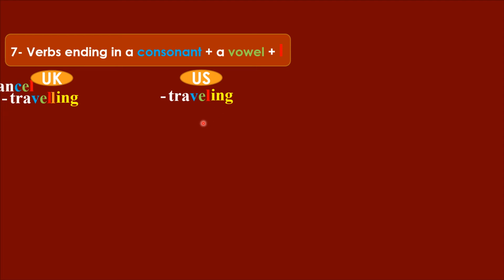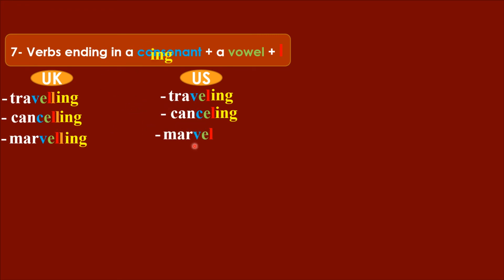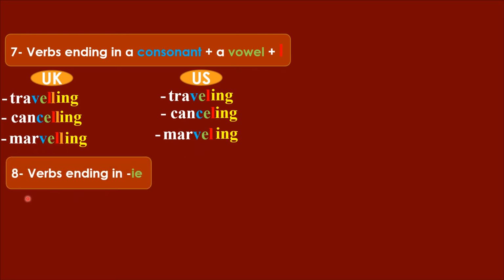Let's have a look at some more examples. For example, cancel. Look here. C here is a consonant and then a vowel and then L. So in British English, I'm going to double the L and add ing. But in American English, I'm just going to add ing. So canceling here, double L. Canceling here, only one L. Okay, more examples. Marvel. In British English, we have double L, marveling, but in American English, just one L. Okay, let's move to rule number 8.